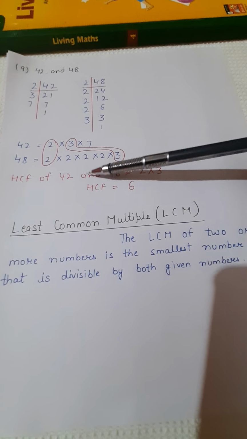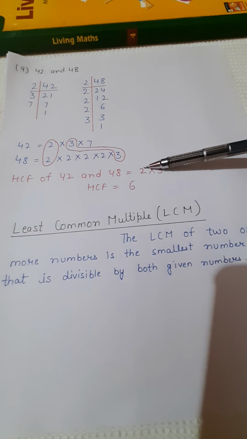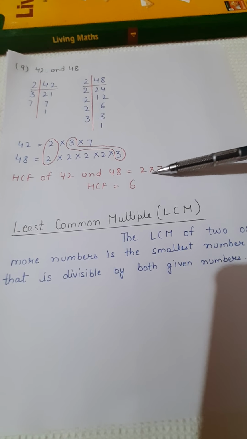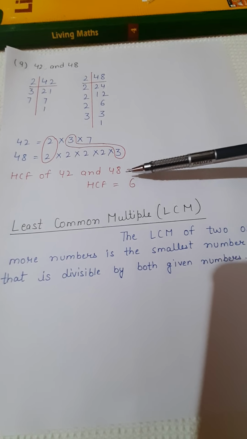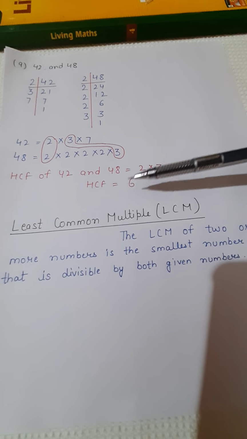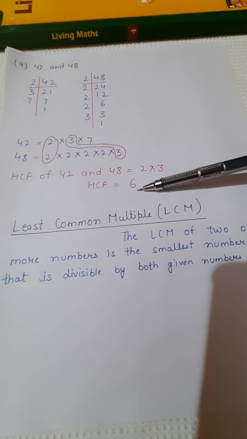Now right here, the HCF of 42 and 48: what comes from 2 and 3? Always multiply them. 2 3s are 6, so the HCF of 42 and 48 is 6, right?